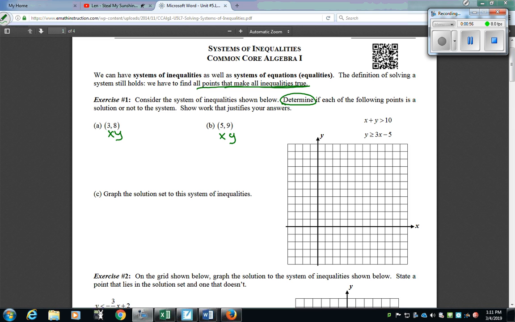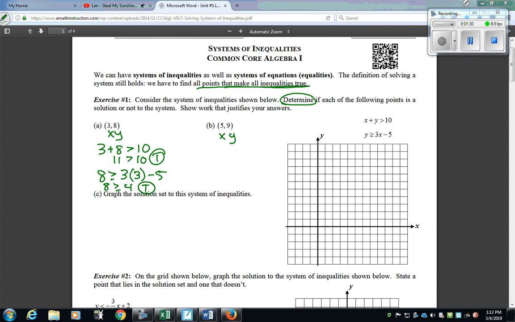So if I take the first inequality, x plus y is greater than 10, I throw in the 3 and the 8 for the x and the y, and I'm going to get 11 is greater than 10, which is true. And it's got to check both, so let's take the second one. We've got 8 is greater than or equal to 3 times 3 minus 5. So if I put the right side, 3 times 3, 9, minus 5 would be 4. 8 is greater than or equal to 4, so that's true.